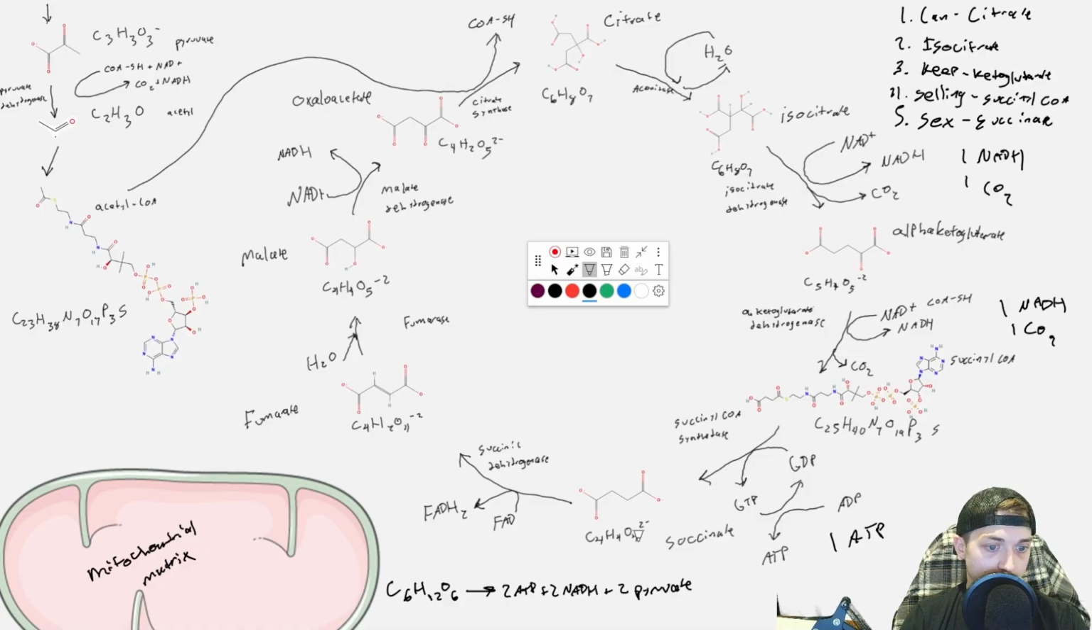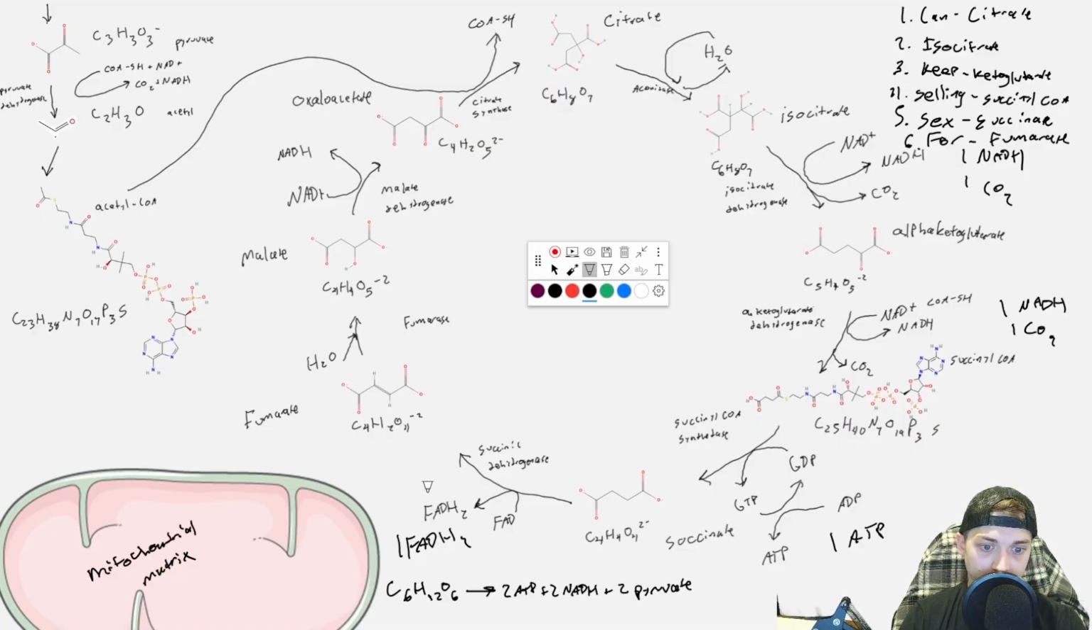All right, so from here, succinate is going to react with an enzyme called succinic dehydrogenase, and another electron carrier is going to pick up a couple of hydrogens. This is flavin adenine dinucleotide. So in this step, we are going to get one FADH2. And then it is going to become fumarate. Step 6. This is fumarate.